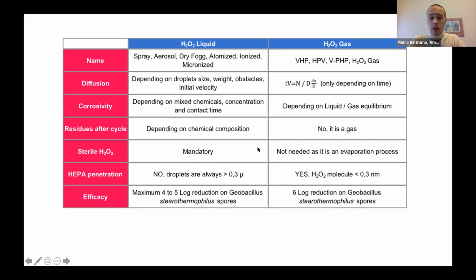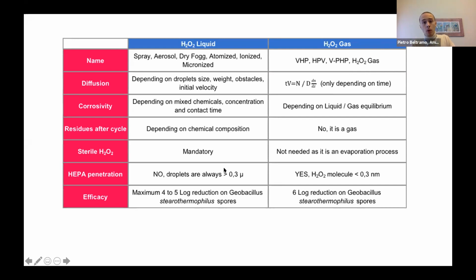This is an important matter, at least if you work in a sterile area, I mean Class A, Class B, pharma production, aseptic production. Then when you spray substances, it comes back in the area of sanification, disinfection, so it should be sterile for the GMP, if you follow the GMP. But when you work in the gas phase, no, the H2O2 liquid does not need to be sterile because you have an evaporation process. So you have a gas at the end which has no residues.